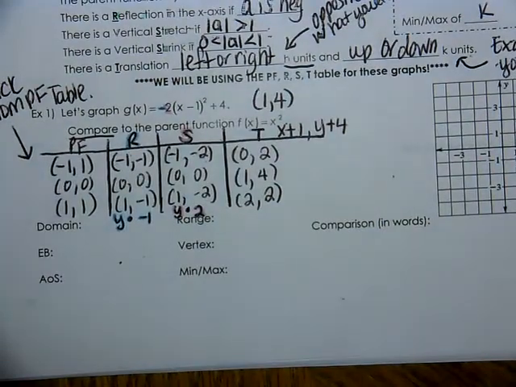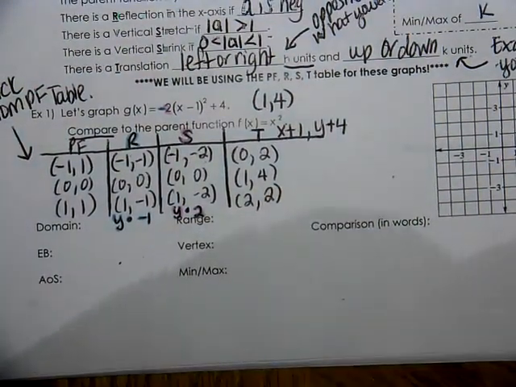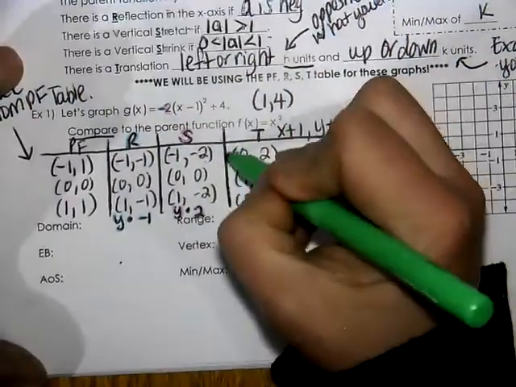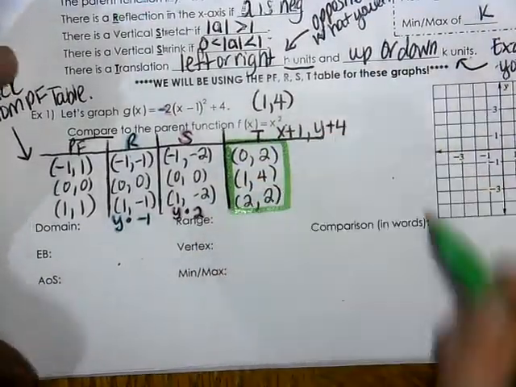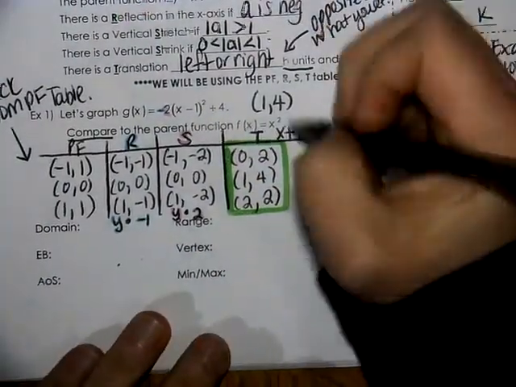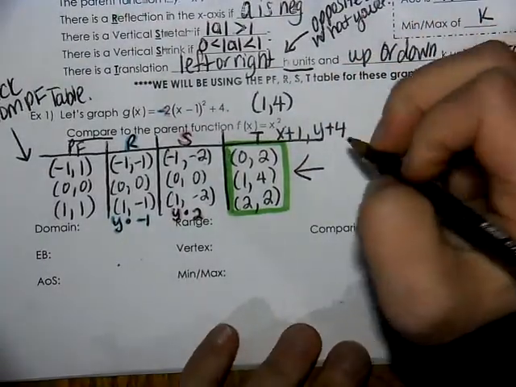These ordered pairs are the only ordered pairs that you are going to be plotting. This already addresses your full transformation. So this is what you plot. So plot these points only.